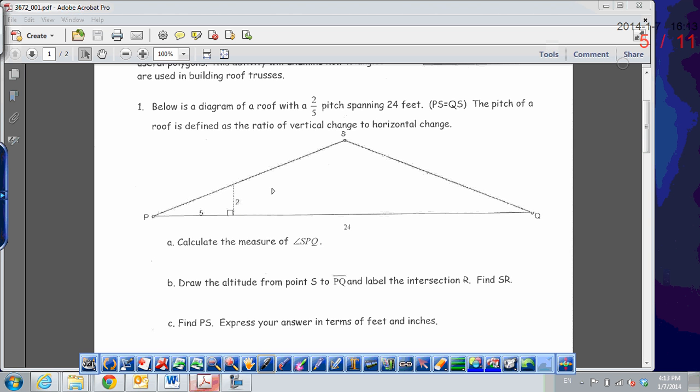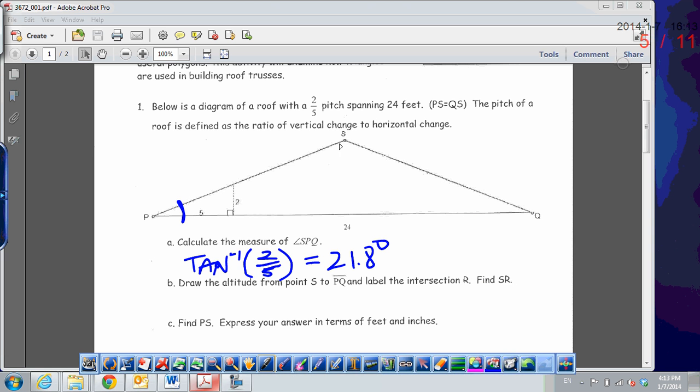The angle SPQ is right here, right? So all I know is my opposite over adjacent. Here's my triangle. Opposite over adjacent is tangent. Anytime I'm trying to find an angle, I'm going to use the inverse function. So tan to the -1 of 2/5. I punch that in my calculator, and I get 21.8 degrees. If you don't get 21.8, remember that your calculator has to be in degrees, not in radians.